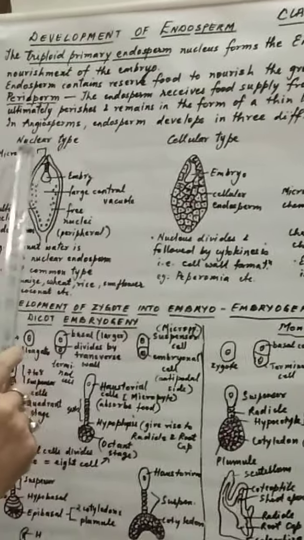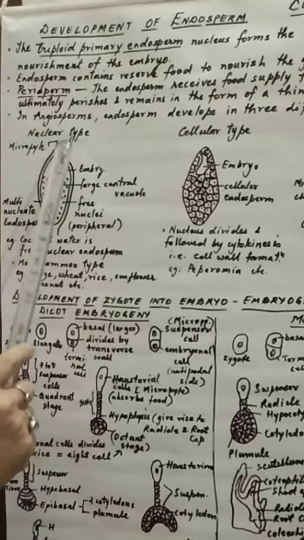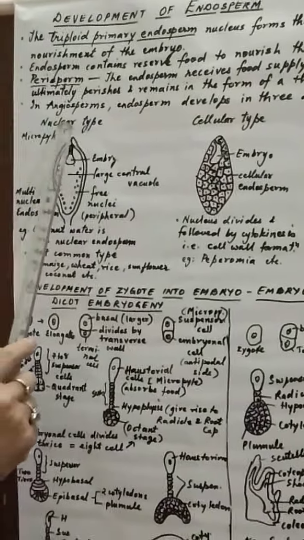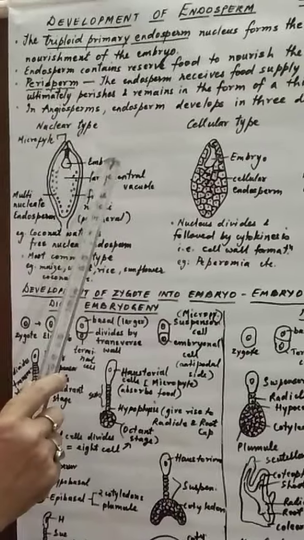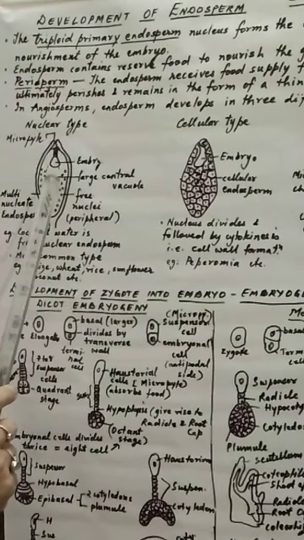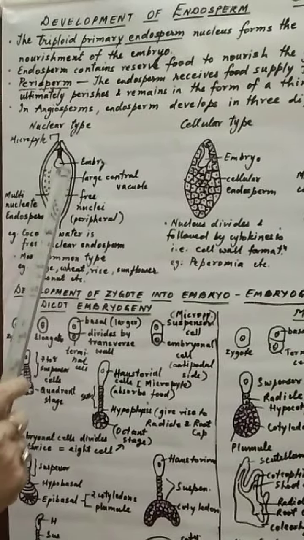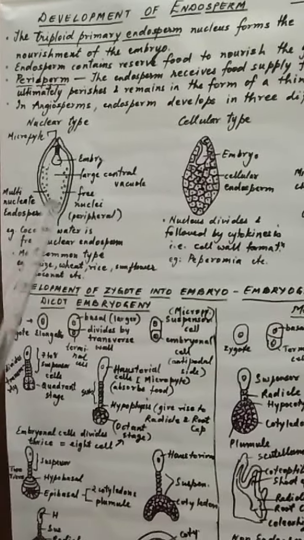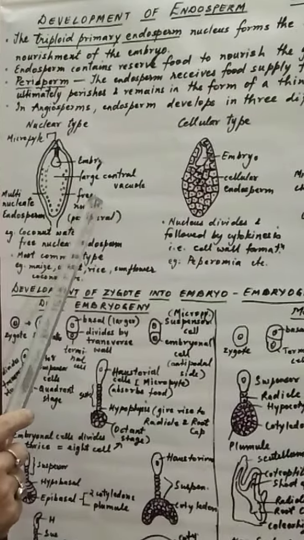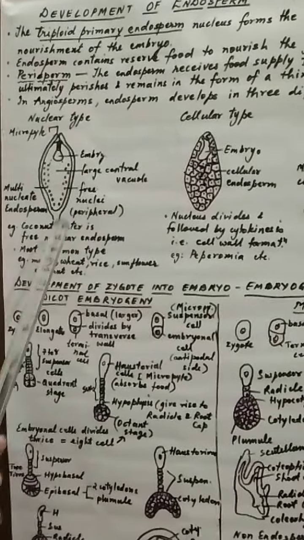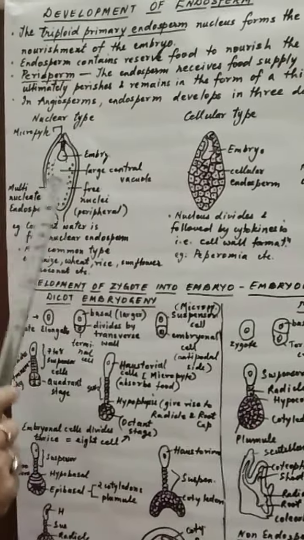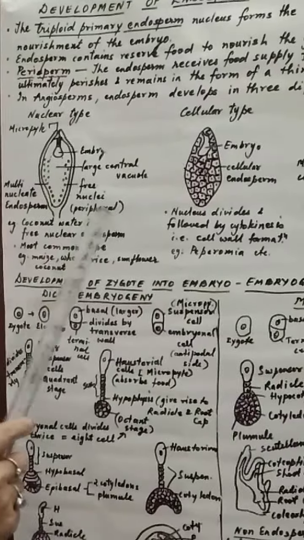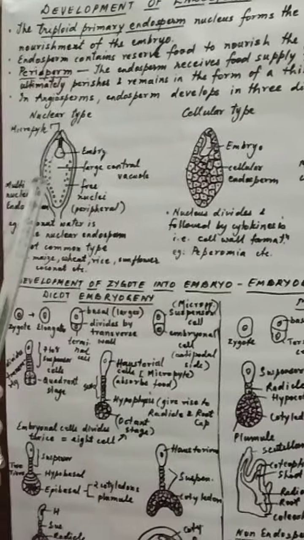In nuclear type, this is an embryo sac. As you can see, this is micropyle end, and inside this is embryo. This endosperm, it divides into many nucleus. So multinucleate endosperm is formed. Here it does not undergo cytokinesis, that is, it does not form cell wall. So these nuclei are naked and they are arranged at the peripheral surface of embryo sac.